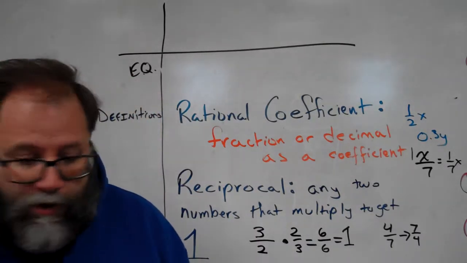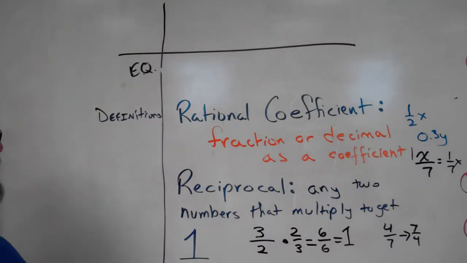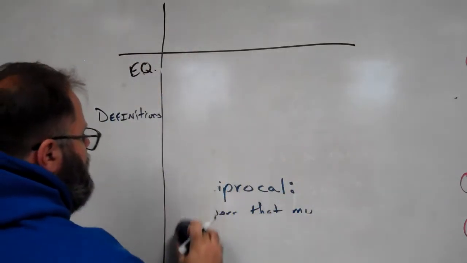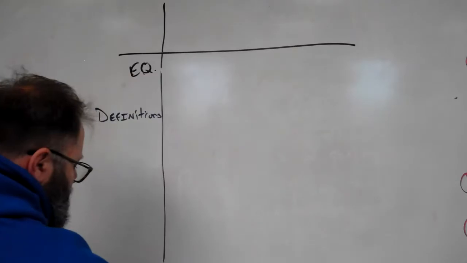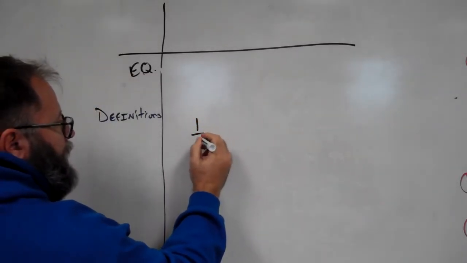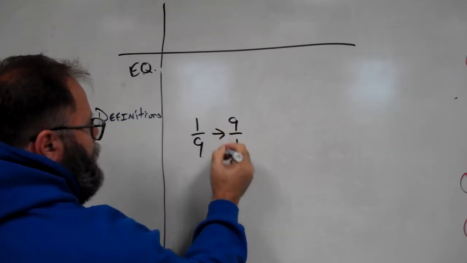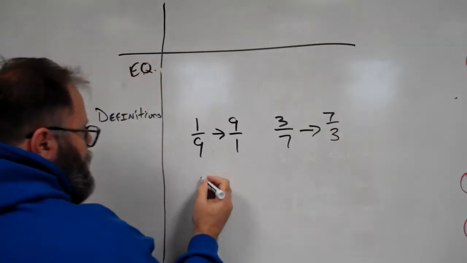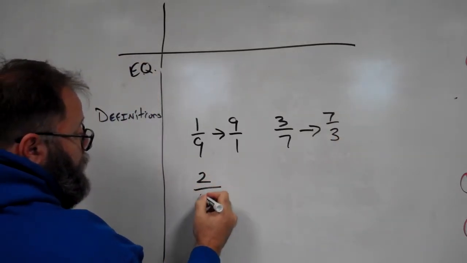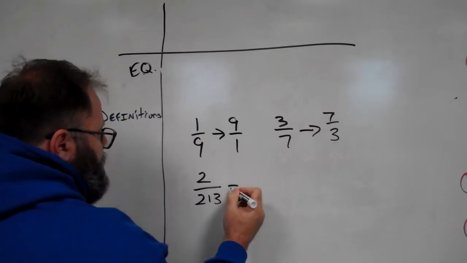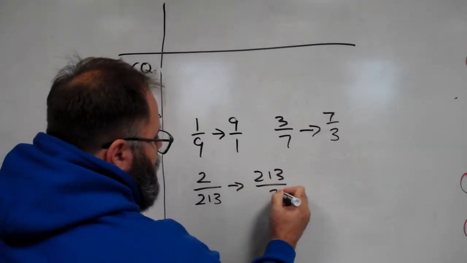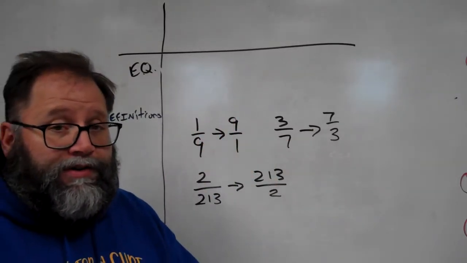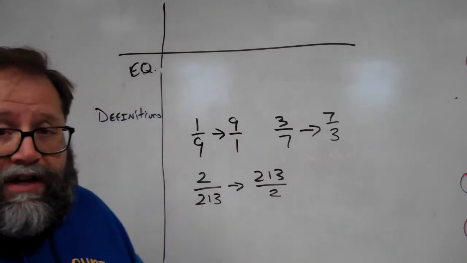Okay. So anytime we have that reciprocal, so I'm going to erase this. Anytime we have a fraction, its reciprocal is the number that will multiply together to get 1. So 1/9 would be 9 over 1. 3/7, 7/3. 2/213 would be 213 over 2. So all of those, if we multiply numerator to numerator, denominator to denominator, is going to give you the same on both sides, and then that way it equals 1.